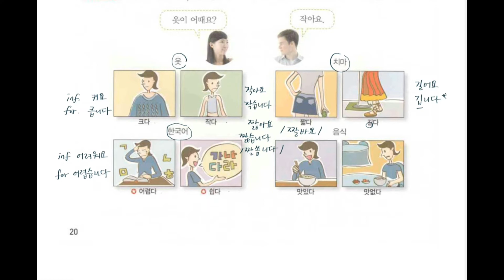자, 쉽다 갈까요? 쉽다. The same rule applies. 자, informal polite ending 어떻게 갑니까? 쉬워요. How about formal polite ending? 쉽습니다. Done. 자, 음식 갑시다.